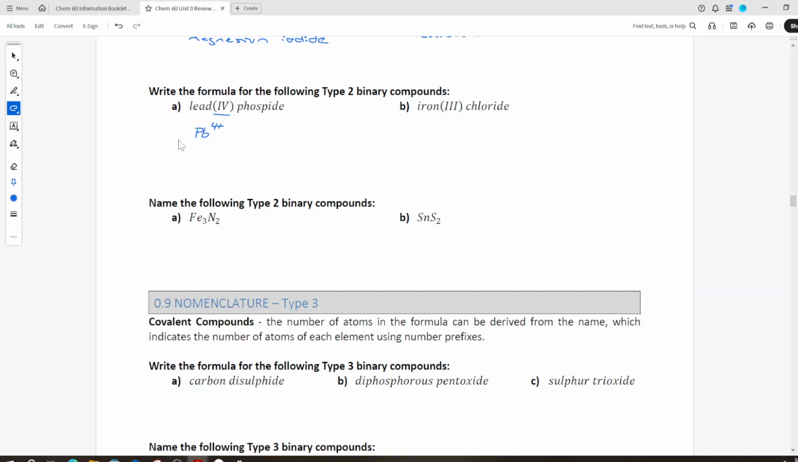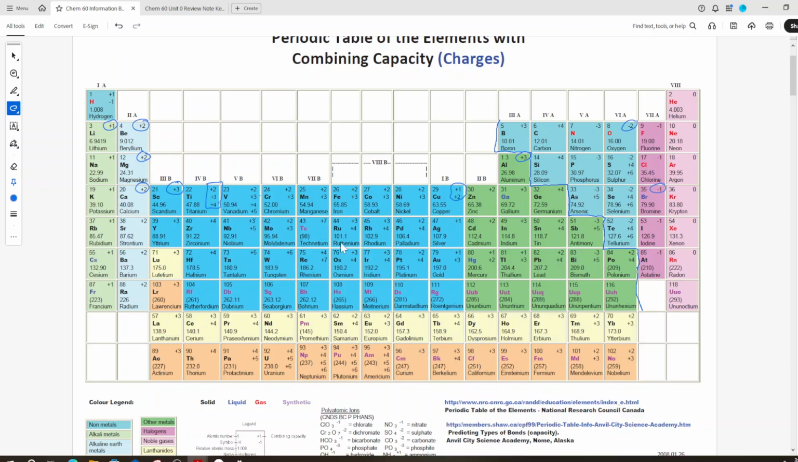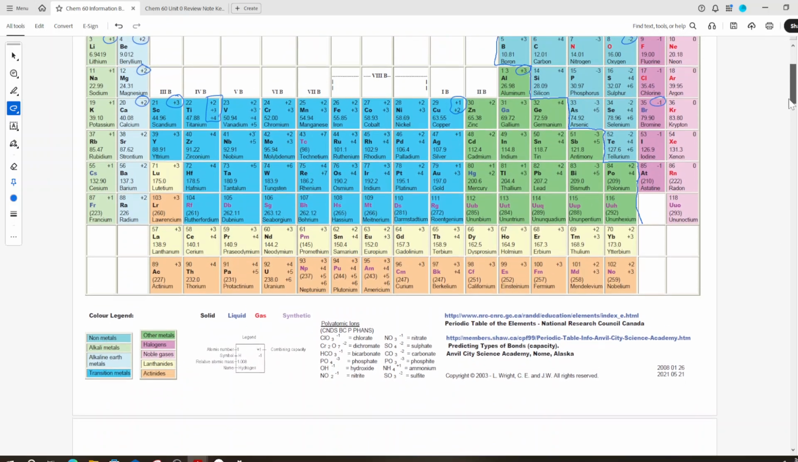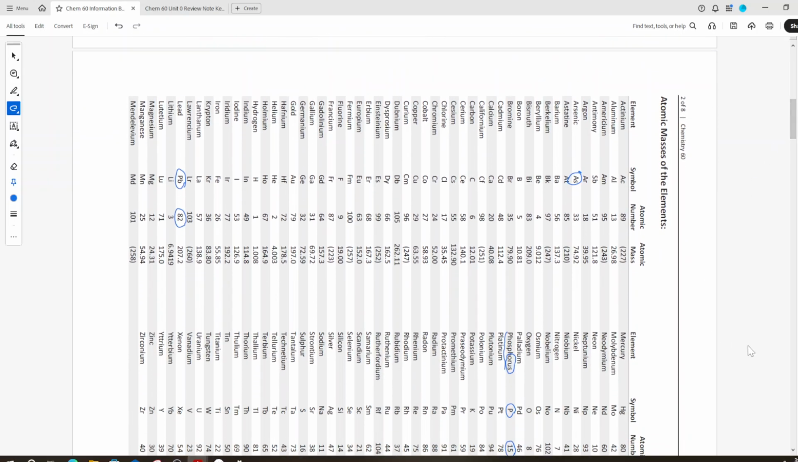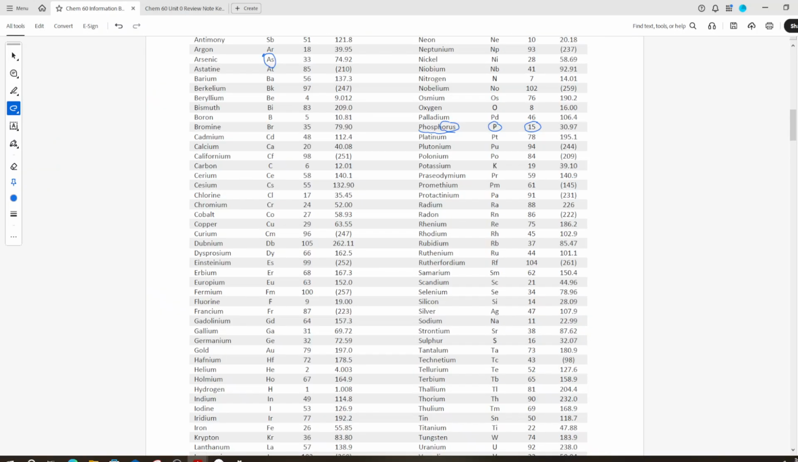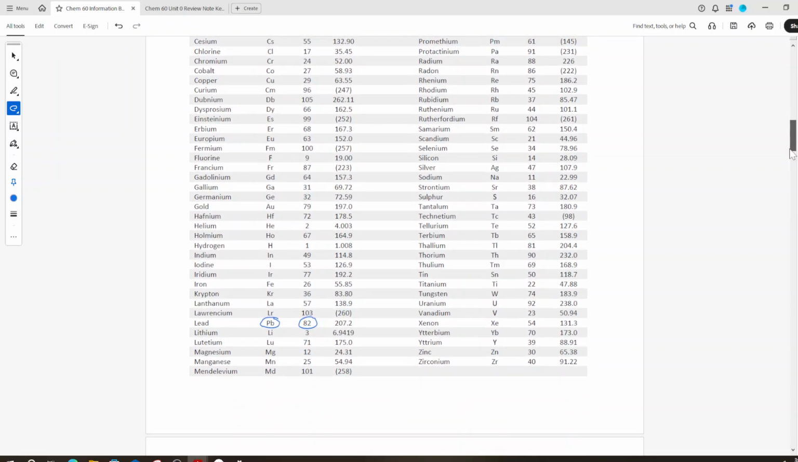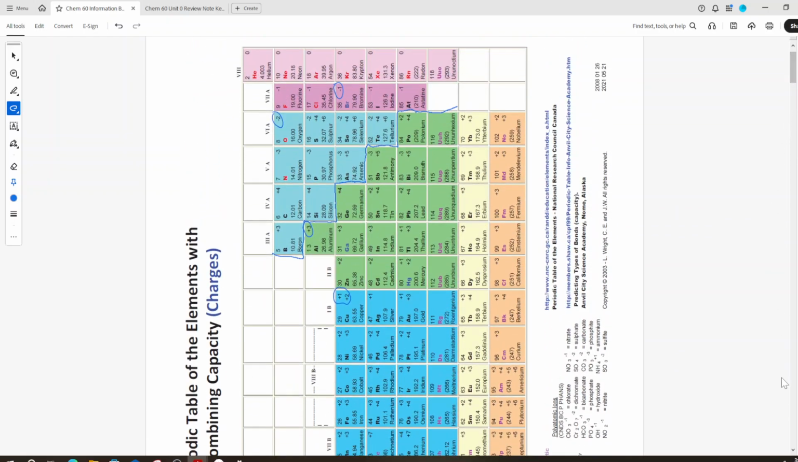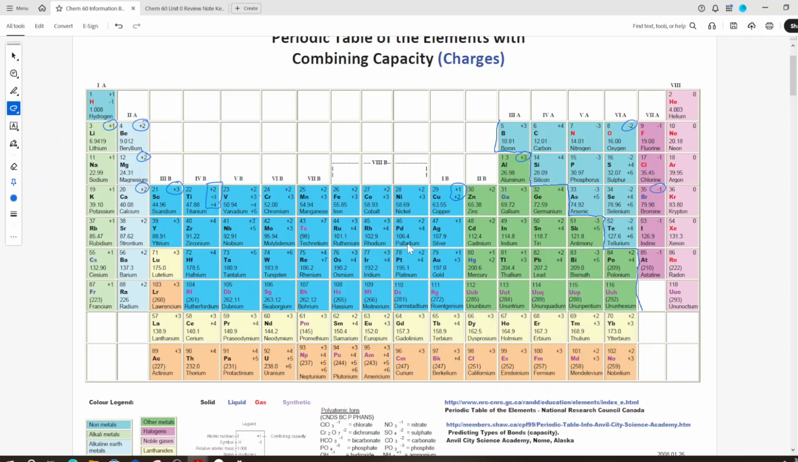Now, if anybody isn't comfortable with the fact that lead is Pb, and then it would be really hard to find on your formula sheet, I just want to point out that there's a second page in your information booklet, and it has all of your elements named alphabetically. So if I was to look for lead, I could see that lead is Pb, and it's element number 82. So if I went back to my periodic table, I could look up element number 82, there's lead, Pb.